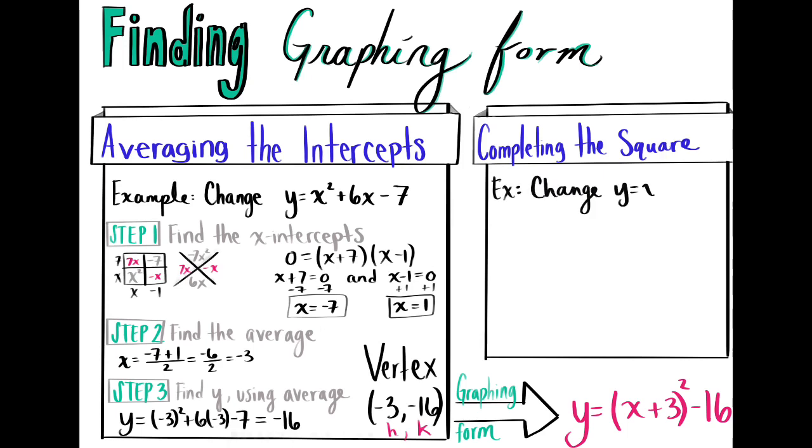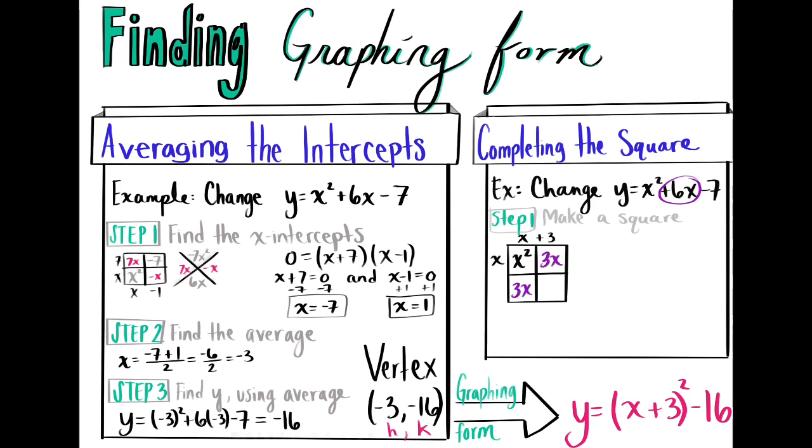Okay, so the other way is completing the square. So we're going to look at the same problem. So since we are completing the square, the first step is to make a square. So that means your x squared goes on the top left, and you split your x's in half. So since you have 6, you're going to do 3x and 3x. That gives me a square of x plus 3 by x plus 3, which means that in that little corner I need 9. Whatever you need is always negative.